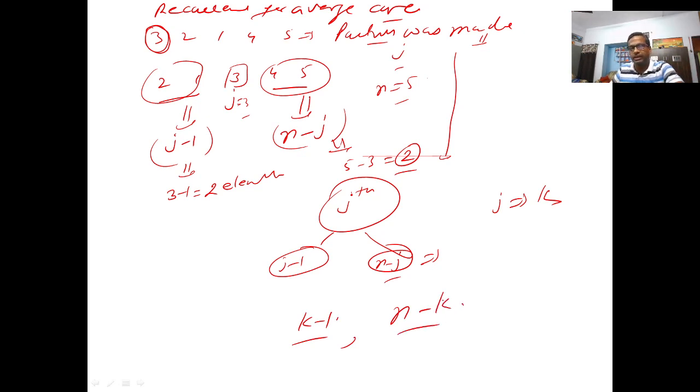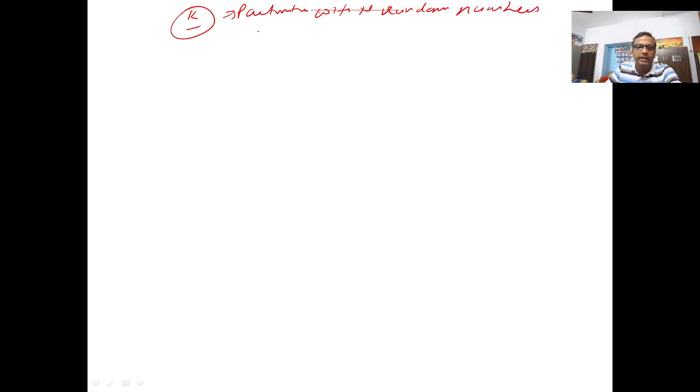So this is going to become the basis of our average case. Now as we know that elements have equal probability of becoming the ith smallest element, so assume that the first call to the partition algorithm with n random numbers returned k.